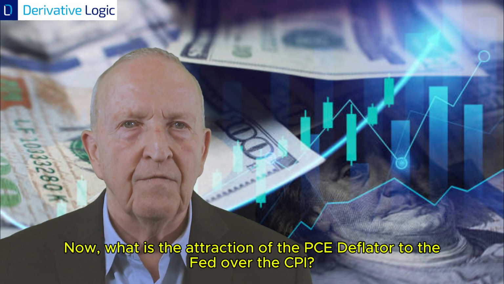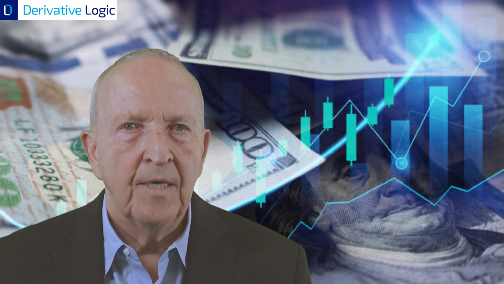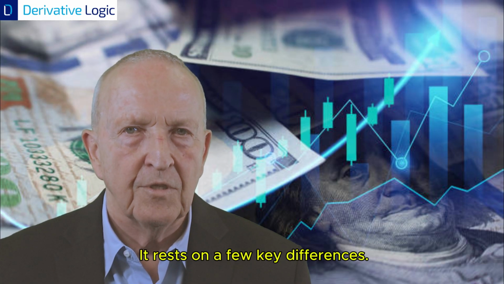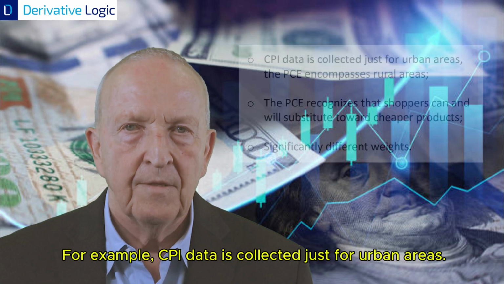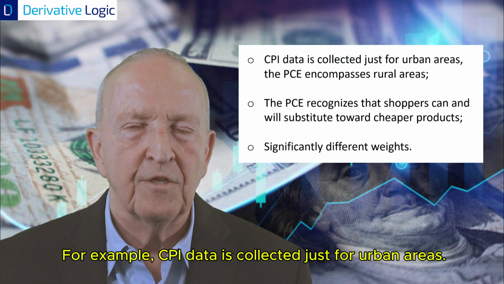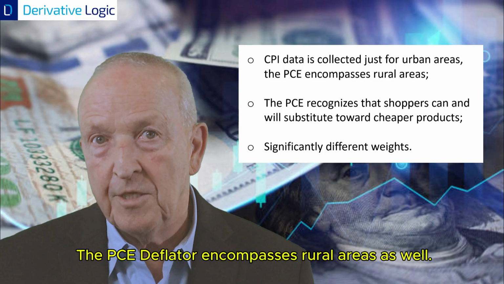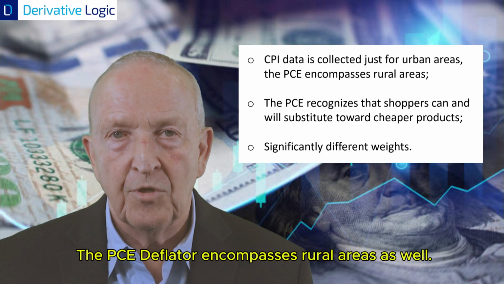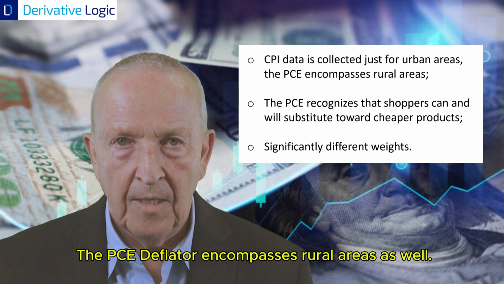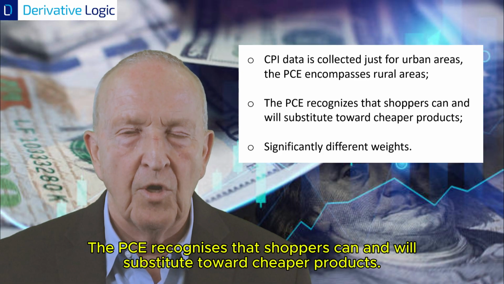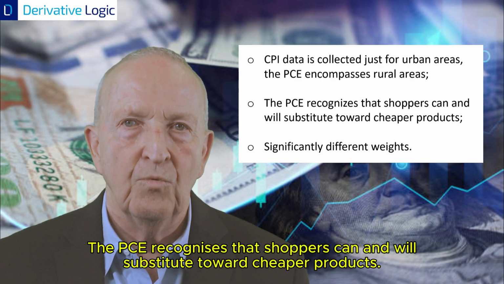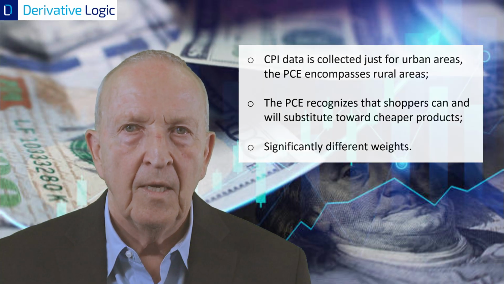Now, what is the attraction of the PCE deflator to the Fed over the CPI? It rests on a few key differences. For example, the CPI data is collected just for urban areas. The PCE deflator encompasses rural areas as well. The PCE recognizes that shoppers can and will substitute toward cheaper products.